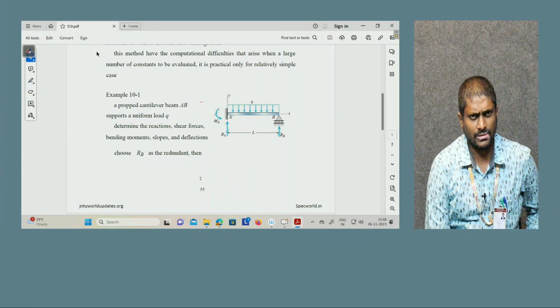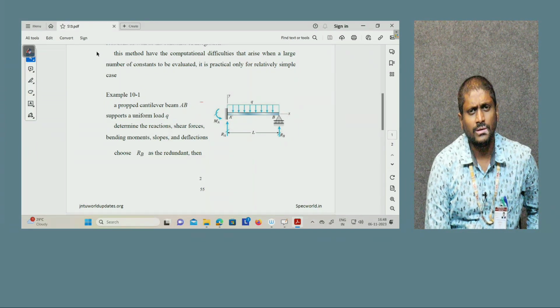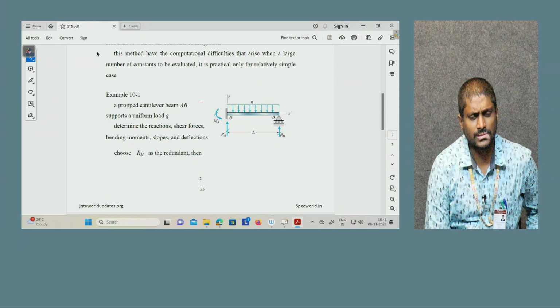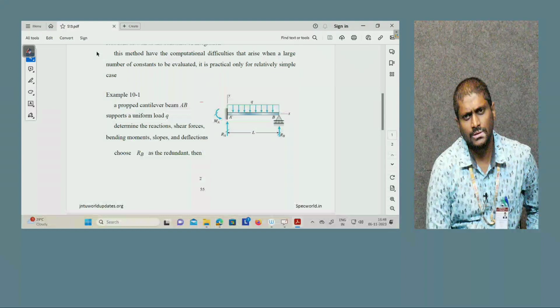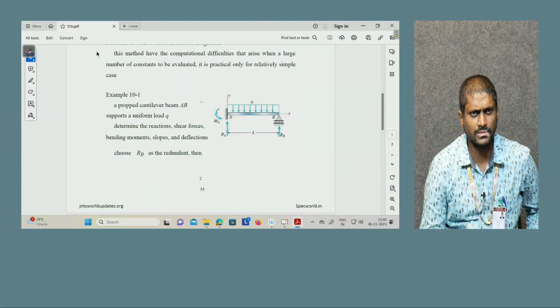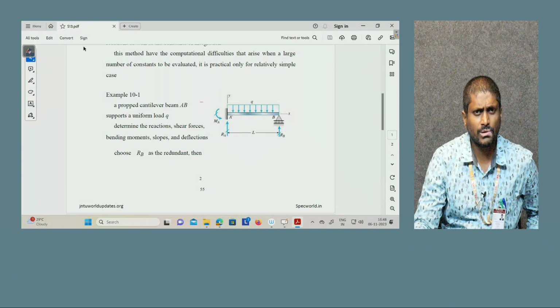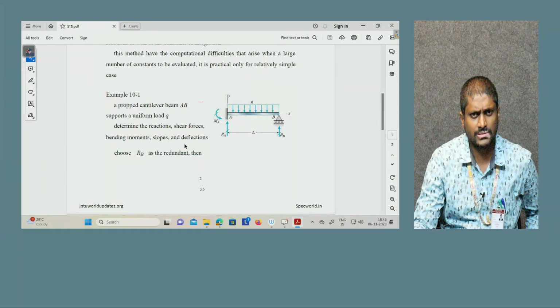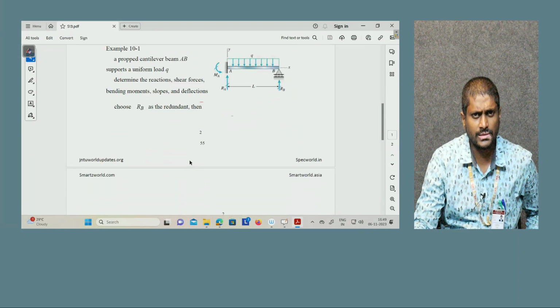Say a propped cantilever is given, fixed at one end, and the prop means it may be either a roller or a hinge. When you provide that support at the end, it becomes a propped cantilever beam. A propped cantilever beam AB supports a uniform load q. Determine the reactions, shear forces, bending moments, slopes and deflections. Choose RB as the redundant.